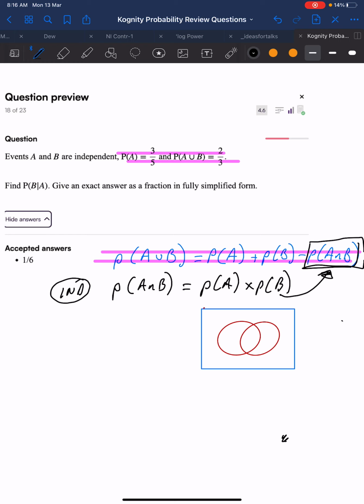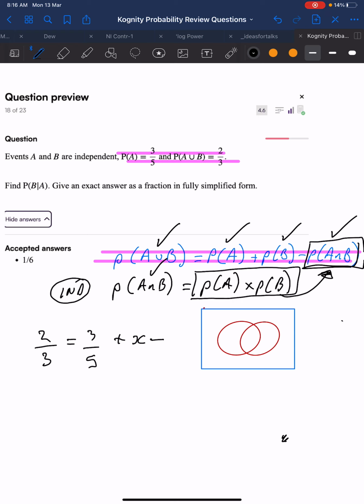So P of A or B, that's 2/5. Oh, sorry, my bad, 2/3, equals P of A, 3/5, plus P of B. I'm going to call that X to make life a bit easier for us, minus P of A and B. But P of A and B is P of A times P of B because they're independent. So P of A is 3/5 and P of B is X.